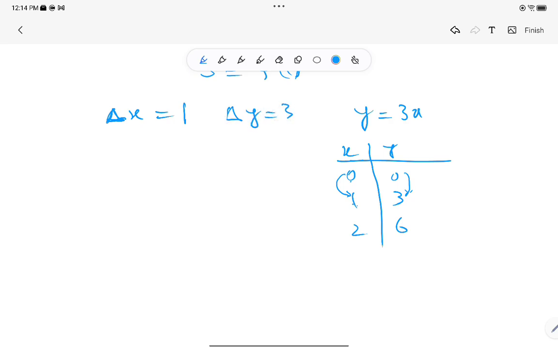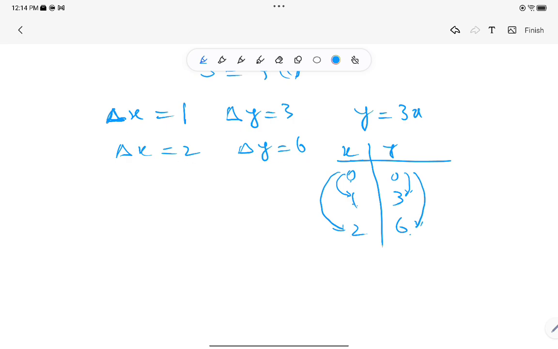Corresponding change, I say. Similarly, if x changes from 0 to 2, this change delta x equal to 2. X changed by 2 units. The corresponding change in y is 6 units. Change in y is equal to 6 units. So again, change in x equal to 1, change in y equal to 3, change in x equal to 2, change in y equal to 6.